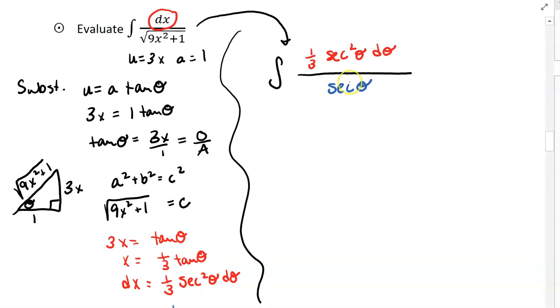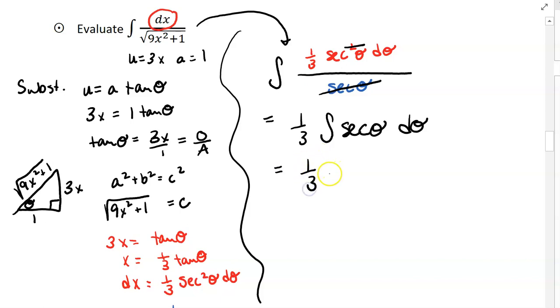So now we get to work. I notice that I can cancel a secant of theta, and I can bring out a 1/3. So I really have 1/3 times the integral of secant of theta d theta. And if you go back to your rules from Cal 1, the integral of secant of theta is the natural log of the absolute value of secant of theta plus tangent of theta.